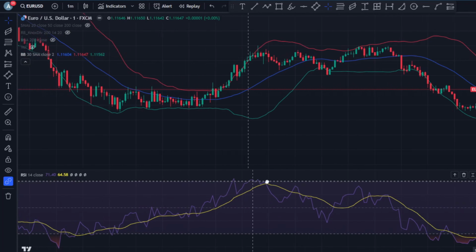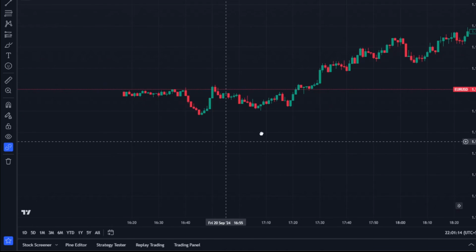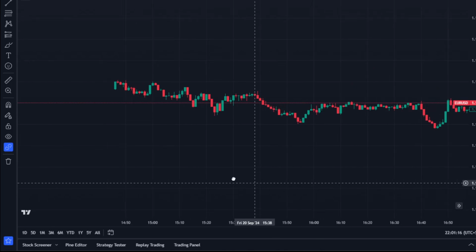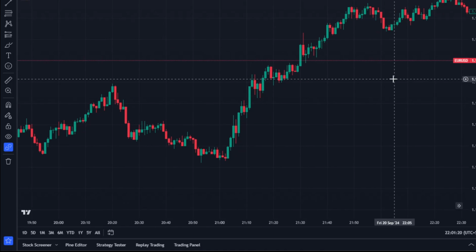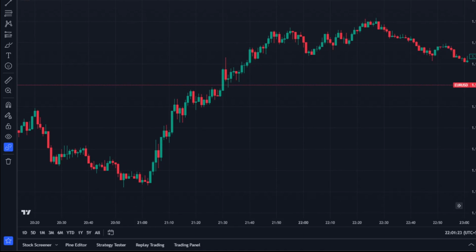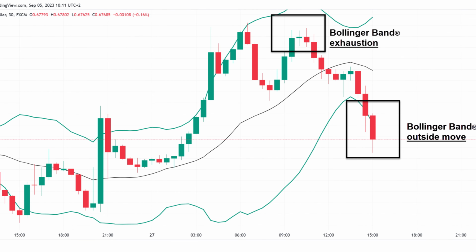So let's dive straight into it. Setting up Bollinger Bands. The first step is setting up Bollinger Bands. If you're new to Bollinger Bands, you're in luck because this indicator is fantastic for identifying key support and resistance levels. It helps you see when a security is overbought or oversold, giving you potential entry and exit points.